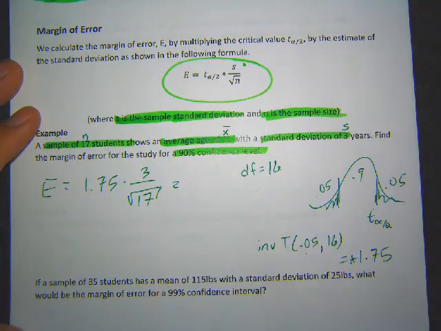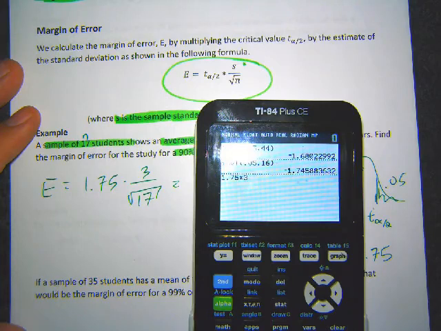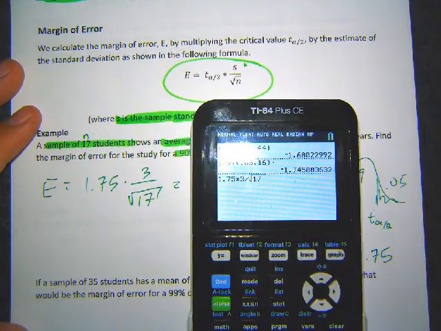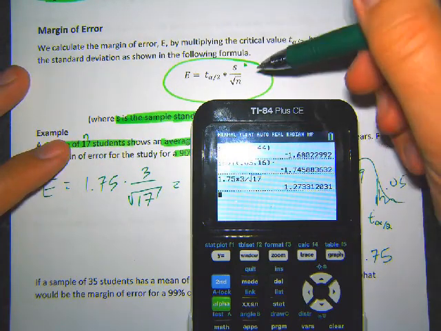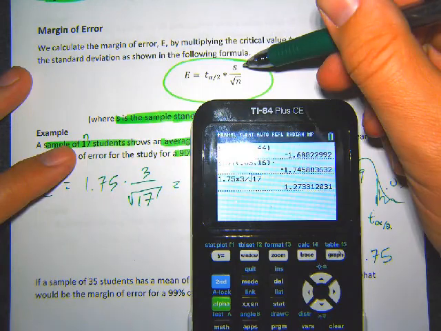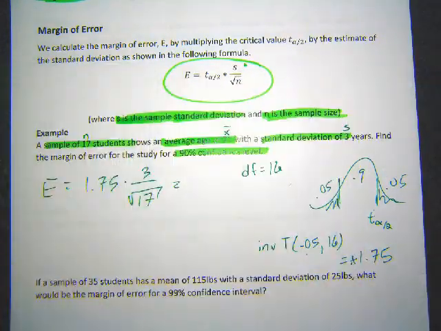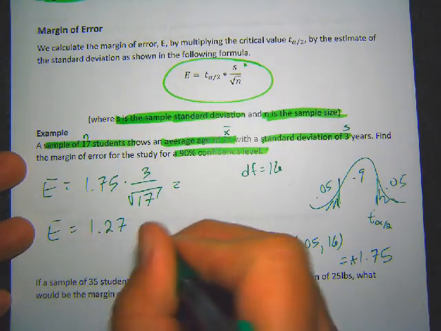Okay, let's put that in and see what you get. So we got 1.75 times 3, our standard deviation, divided by the square root of 17. Oh, that's right, 17. I almost thought I did it wrong for a second. It's been a year since we did this. So we got the sample size 17, the standard deviation 3, and the 1.75. We put it in there, we get 1.27, and that is our margin of error. So the margin of error for this one is 1.27.